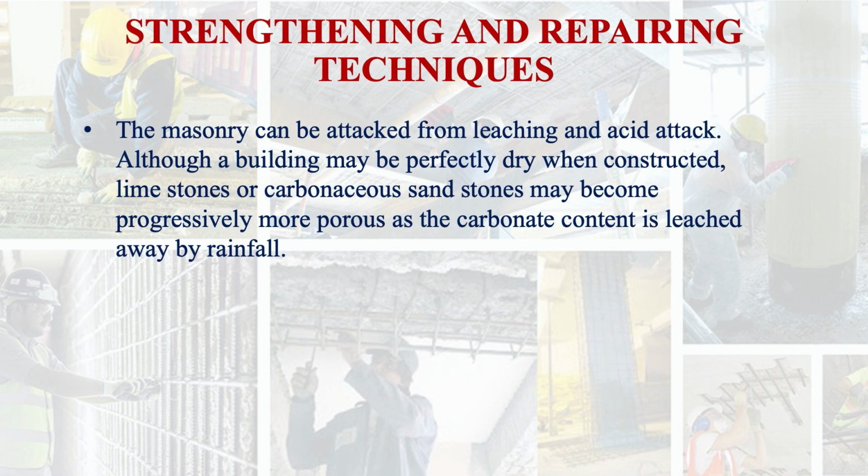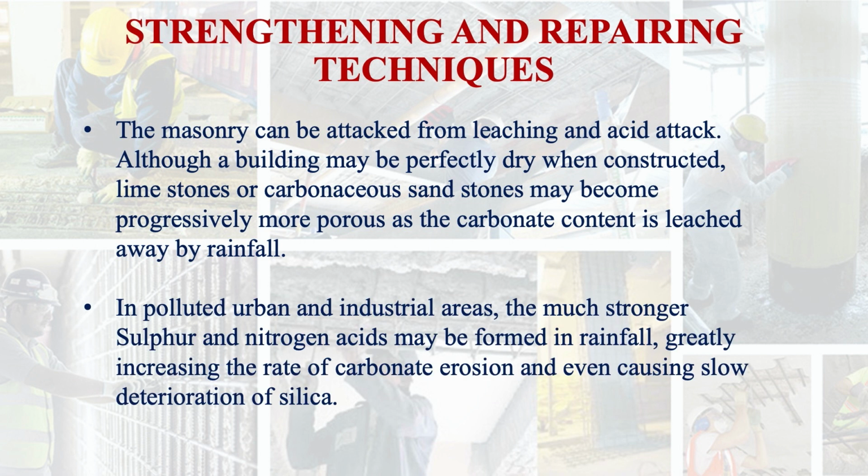The masonry can be attacked from leaching and acid attack. Although a building may be perfectly dry when constructed, limestone or carbonaceous sandstones may become progressively more porous as the carbonate content is leached away by the rainfall. In polluted urban and industrial areas, the much stronger sulfur and nitrogen acids may be formed in rainfall, greatly increasing the rate of carbonate erosion and even causing slow deterioration of silica.